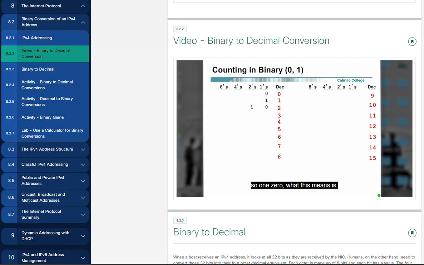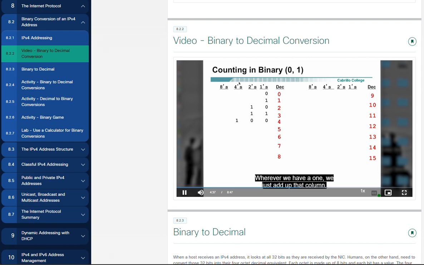So 1, 0: what this means is, how many 2s do I have? I have 1 two and 0 ones. That equates to 2. 1, 1 in binary is 1 two plus 1 one. 2 plus 1 is 3. 1, 0, 0 in binary is 1 four, 0 twos, 0 ones. So we have 4. Wherever we have a 1, we just add up that column. If we have a 0, we don't add that column.